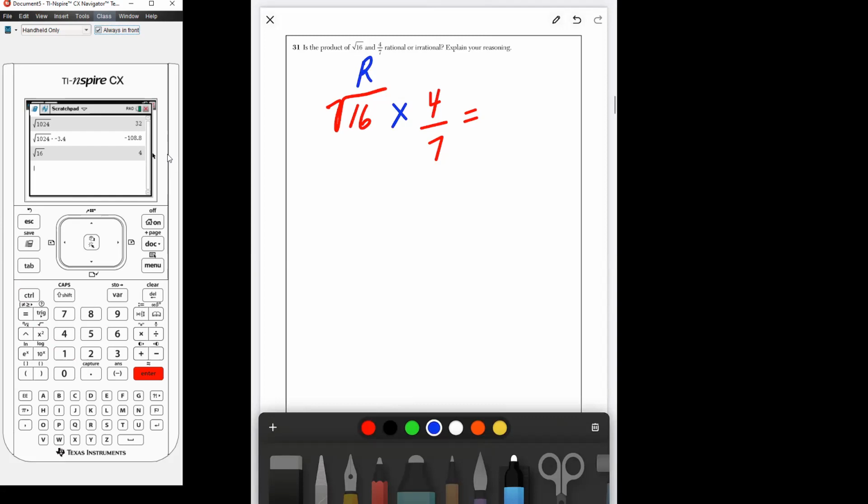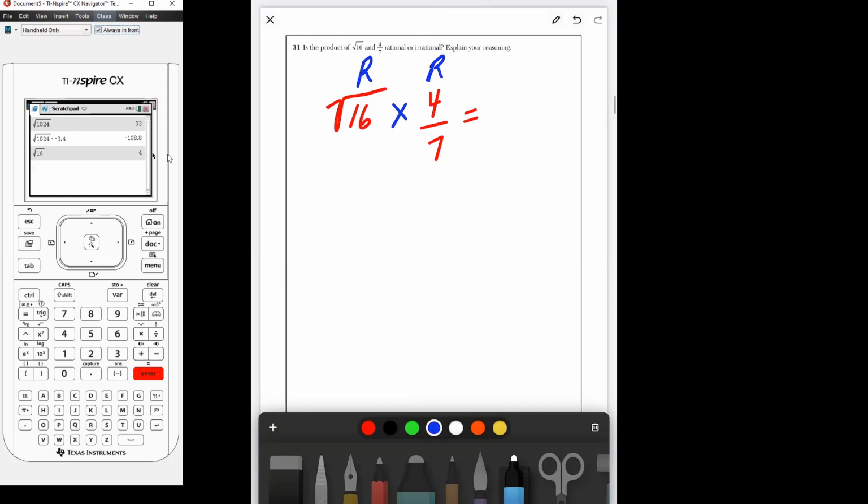Now, 4/7. What about that? Is that rational or irrational? Does it have decimals? No, it doesn't. It's a fraction. It doesn't have any decimals. So we should say, oh, that's rational. Now, that's the definition of rational, by the way. It's a ratio of two integers. 4 is an integer, 7 is an integer. It's the ratio of two integers. Any number that's the ratio of two integers is a rational number.